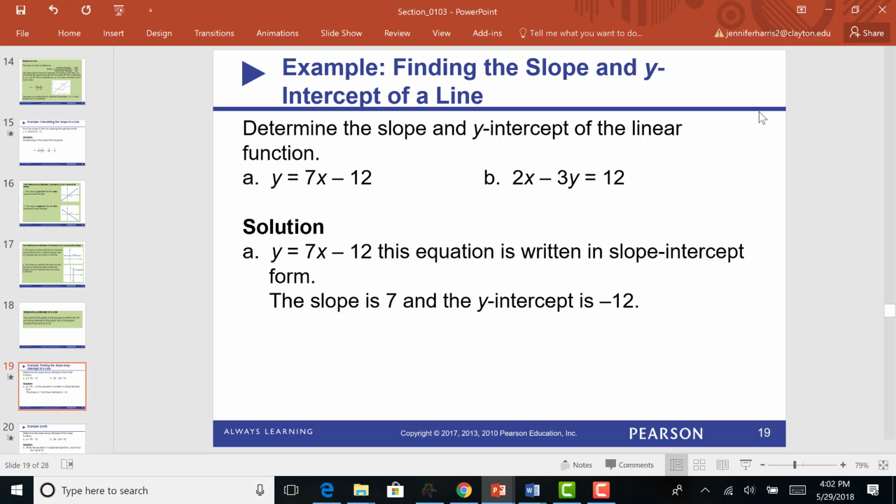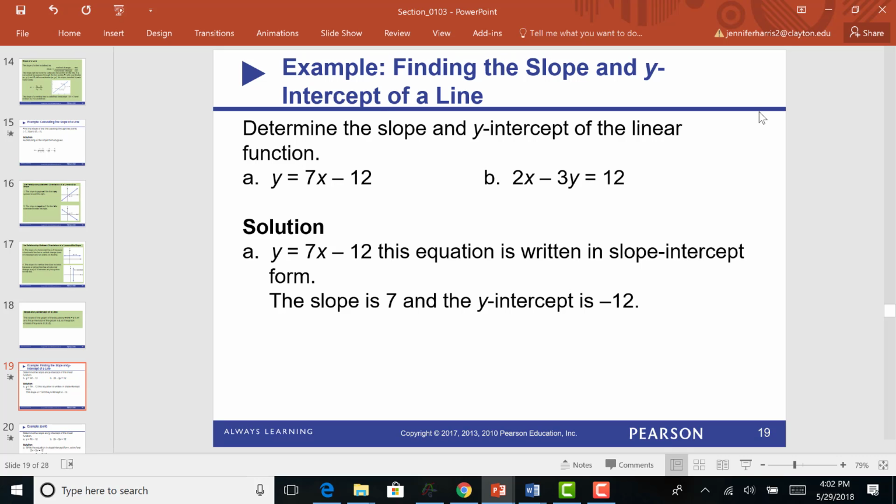Alrighty, so here we go. We want to find the slope and the y-intercept. You have two equations. A, y equals 7x minus 12. What's the slope? 7. What's the y-intercept? Negative 12. You good?